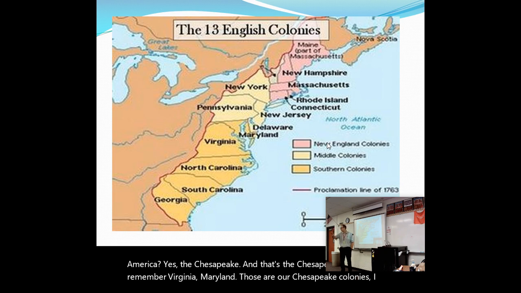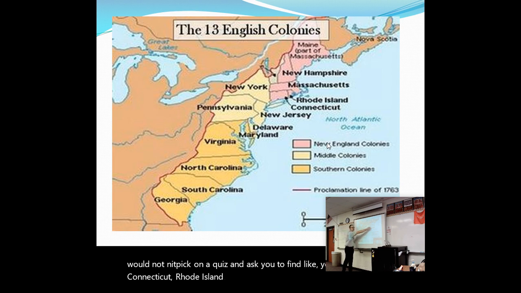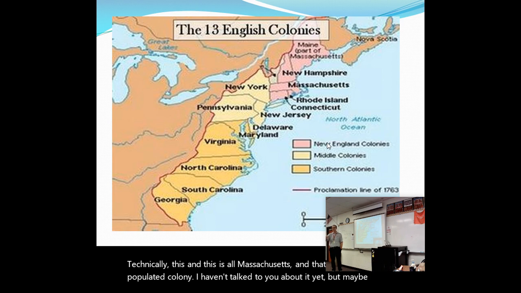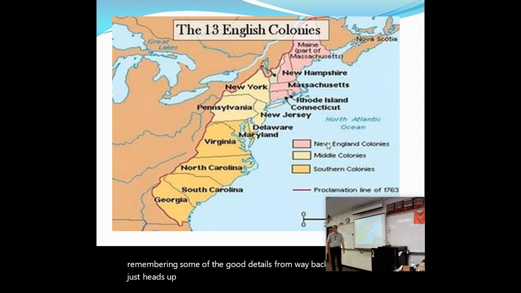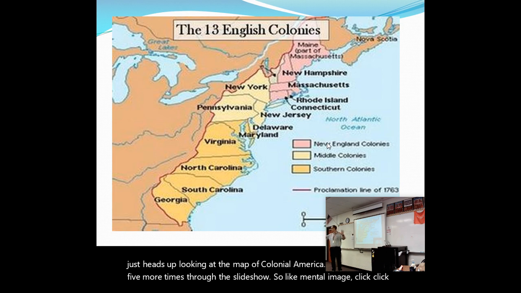I would not nitpick on a quiz and ask you to find Connecticut, Rhode Island, too close. But I figure Massachusetts would be fair game. Technically, this and this is all Massachusetts, and that was our most populated colony. I haven't taught you about it yet, but maybe you're remembering some of the good details from way back in the day. So just heads up, you'll see the map of colonial America like 5 more times through the slideshow. So mental image, click, click, and maybe you've got a photographic memory and you commit that stuff to the memory bank and ace it when you see it next time. You'll be fine.